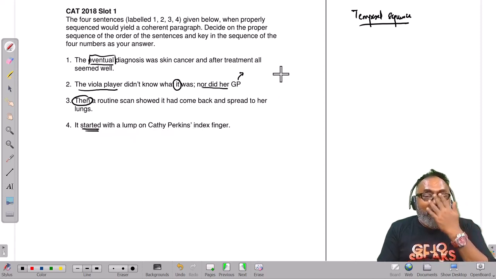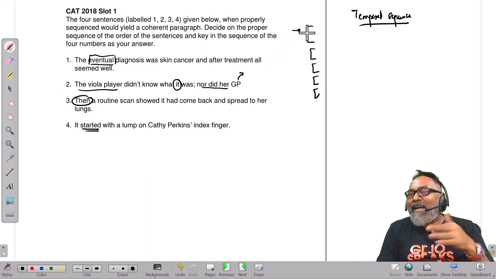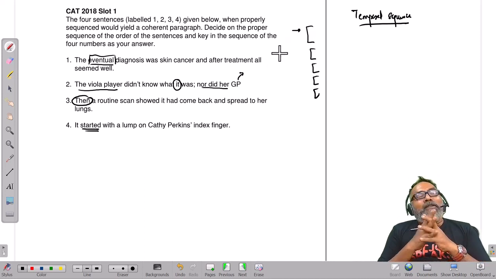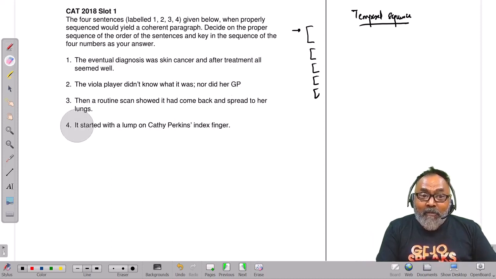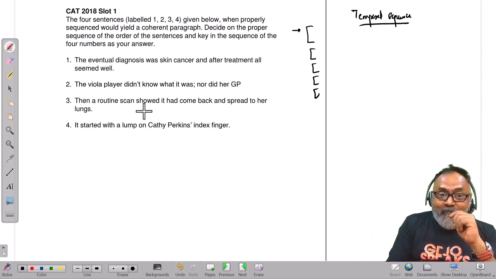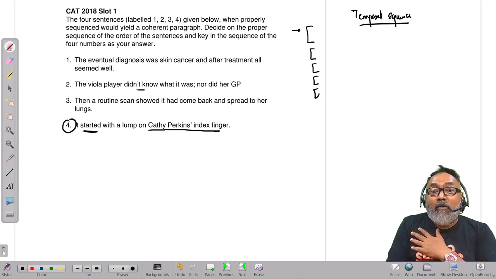So this is usually when you have paragraphs in a passage, these are the kind of paragraphs that you'll find right up front when you start. Okay, it all started when I was going to the road. What I saw is okay. So once you see this, you can see this connection. It started with a lump on Kathy Perring's index finger. That's where it started. We didn't know what it was.